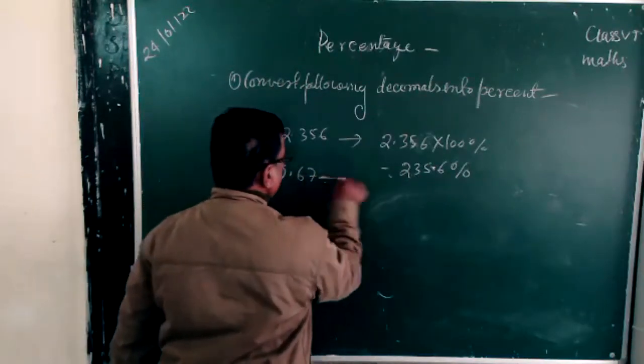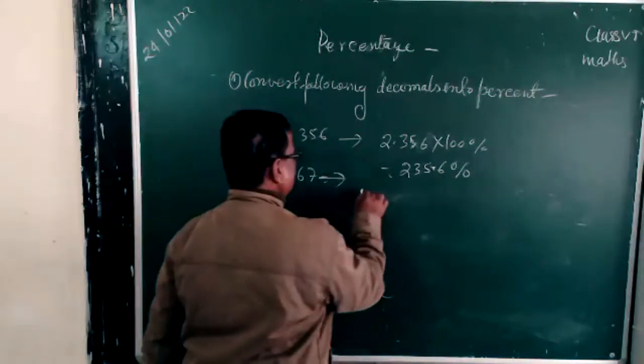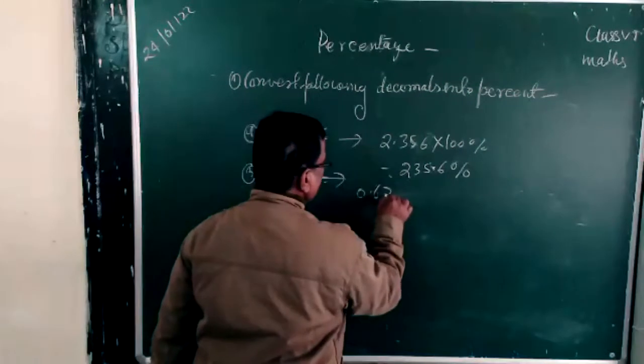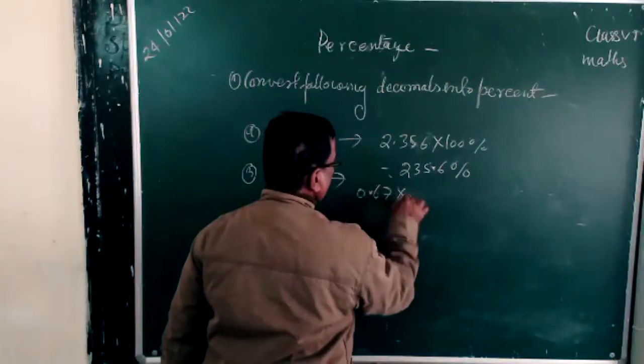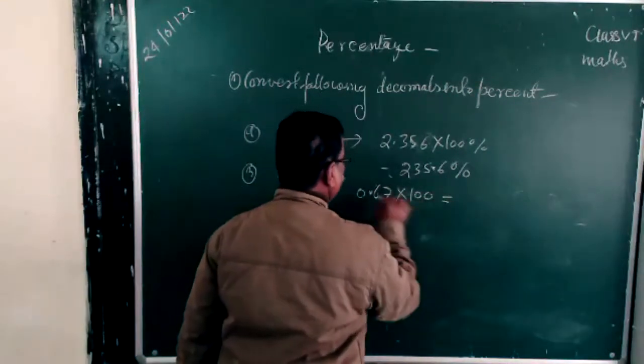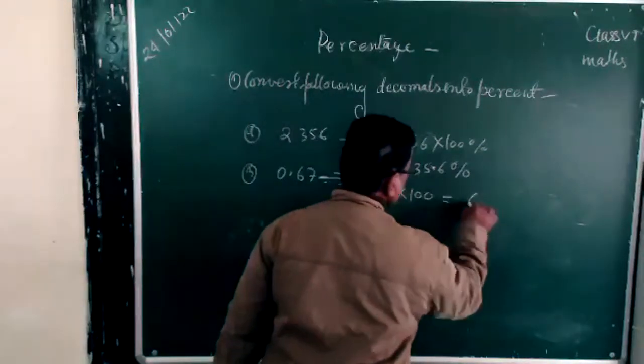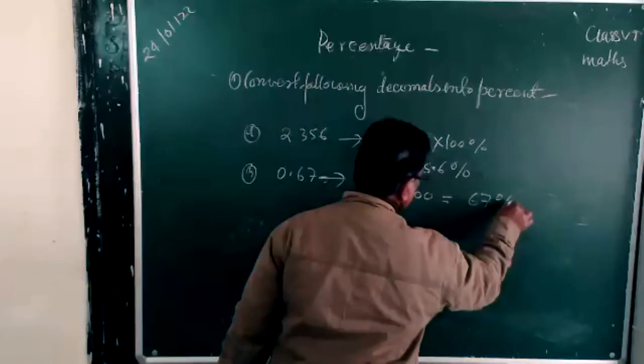After that, 0.67 convert into percentage. 0.67 into 100. The decimal shifts 2 digits to the right side, that becomes 67% only.